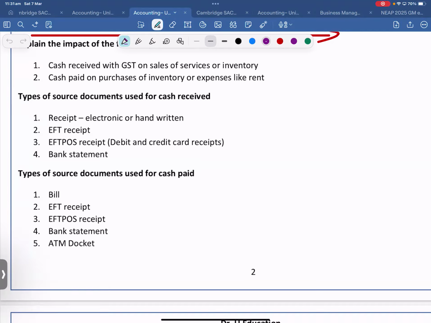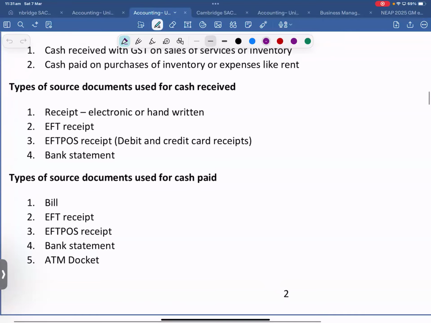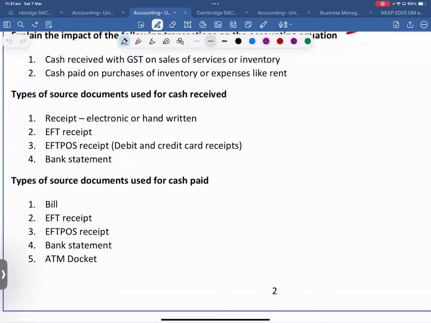That's the party. Always remember who issues the source document? Seller. Always it is the seller that will issue the source document. So the buyer is not issuing any source document. Right. So these are the source documents that we will discuss.